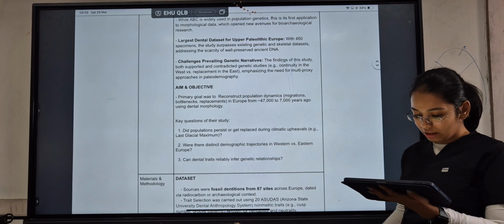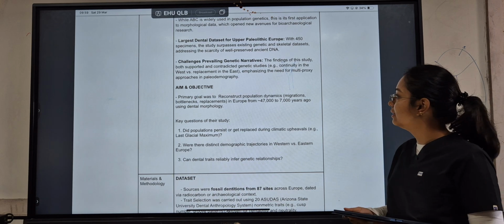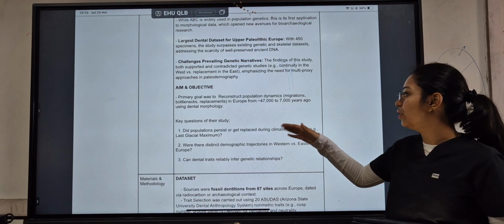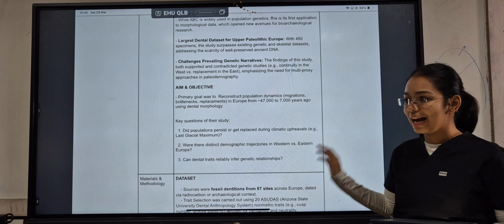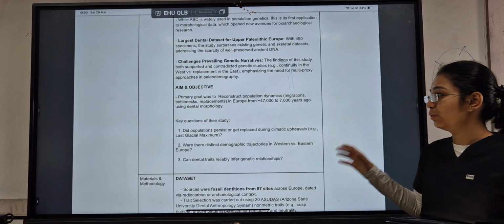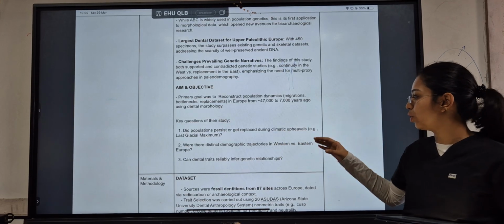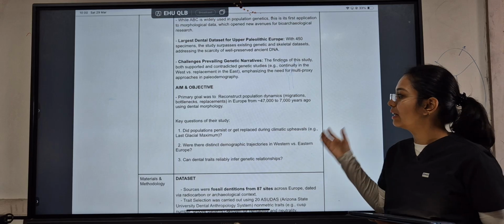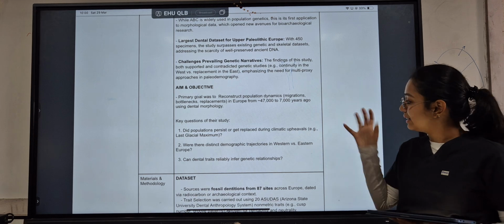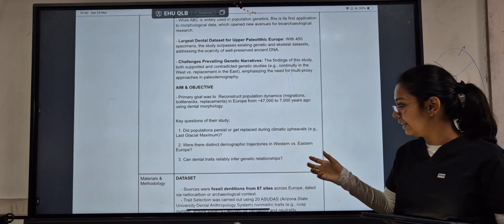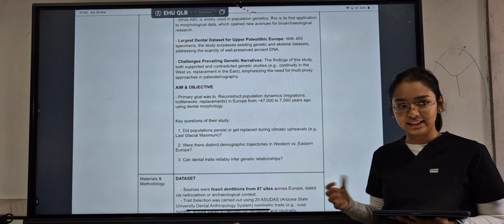The aim and objective of the study: the primary goal was to reconstruct population dynamics, that is migrations, bottlenecks and replacement in Europe, which happened from 47,000 to 7,000 years ago, using dental morphology. The key questions seen in the study were: did populations persist or get replaced during climatic upheavals like the last glacial maximum, were there distinct demographic trajectories in western versus eastern Europe, and can dental traits reliably infer genetic relationships. These were the questions addressed in this study.